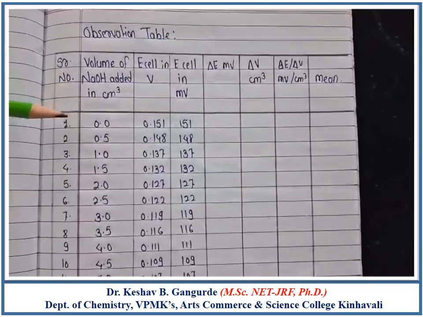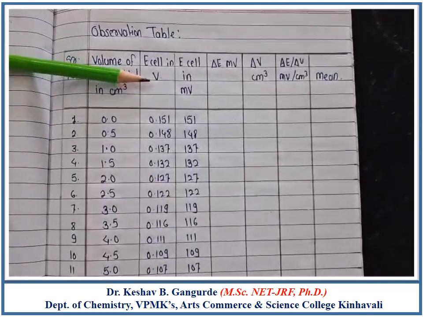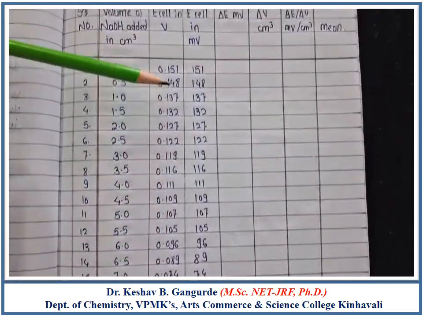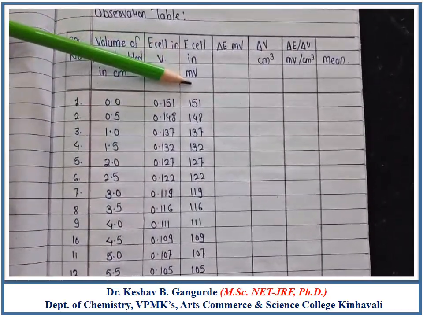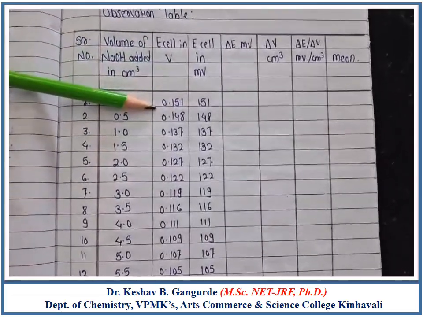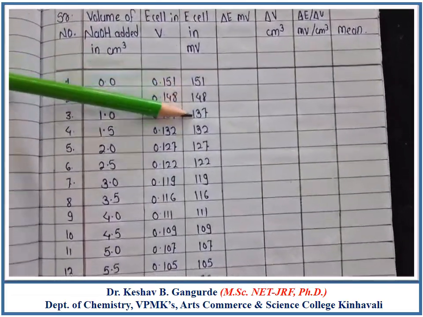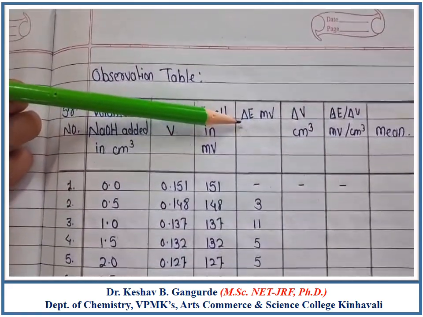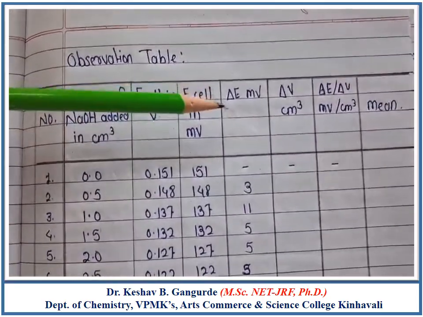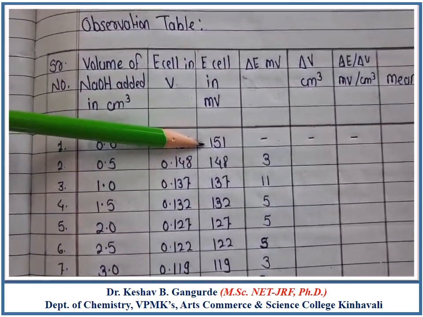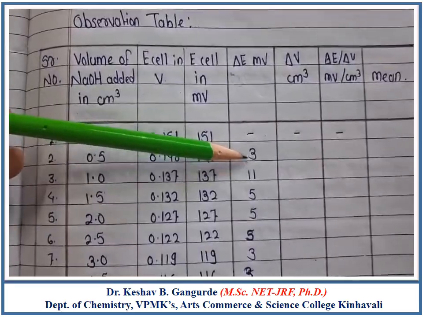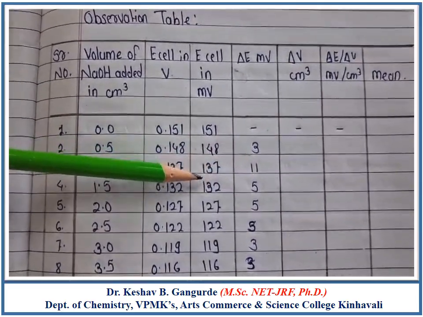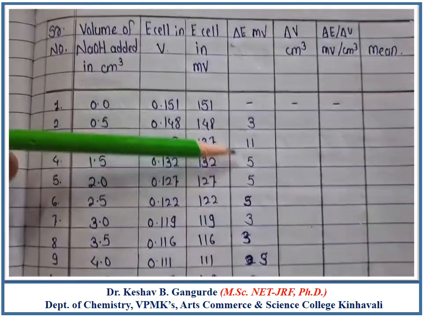Let's see the calculations. These are the potential readings in volts. Let's convert these readings into millivolt simply by multiplying by 1000. Let's find out change in EMF, that is delta E in millivolt. 151 minus 148 equal to 3. 148 minus 137 equal to 11. 137 minus 132 equal to 5.